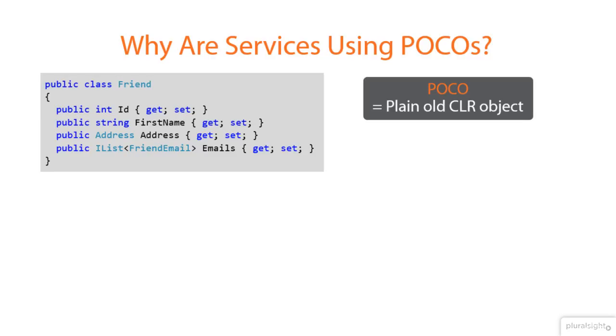It has two simple properties, ID and FirstName, the complex Address property, and an Emails property that is of type IList. Now when you look at this class, it just contains data.